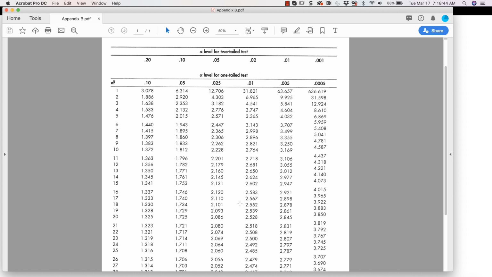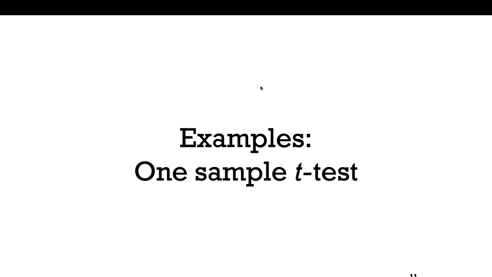Let's do another one. Say we had a one-tailed test with alpha of 0.05 and a sample size of 12. So if we had a sample size of 12, our degrees of freedom is going to be 12 minus 1, so 11. We'll go to our one-tailed test at an alpha of 0.05 and go down the line until we can see that our T critical value is 1.796. Okay, so now we'll do some examples and how to solve one sample t-tests.